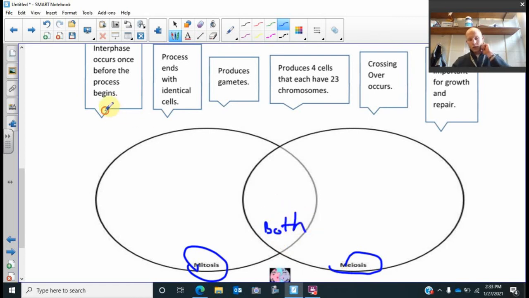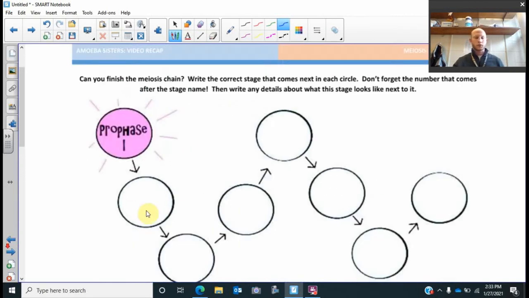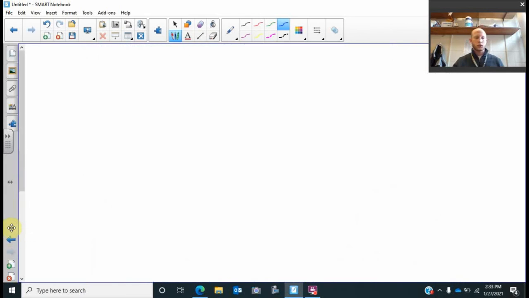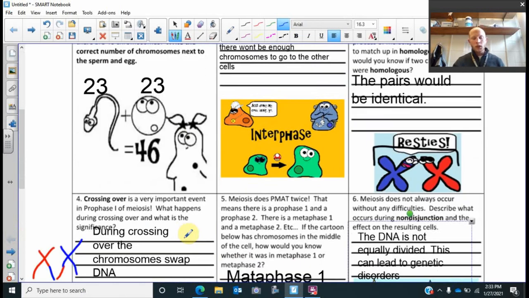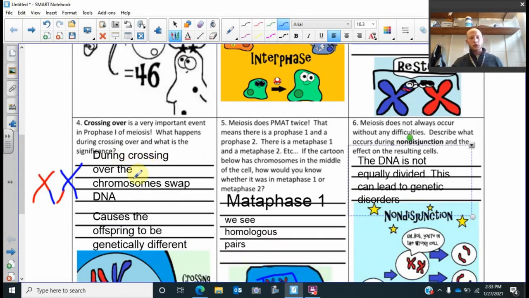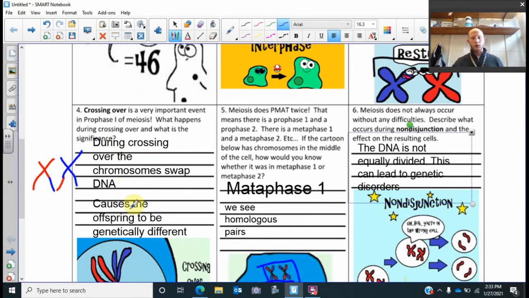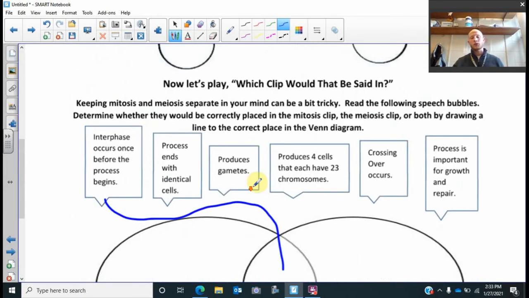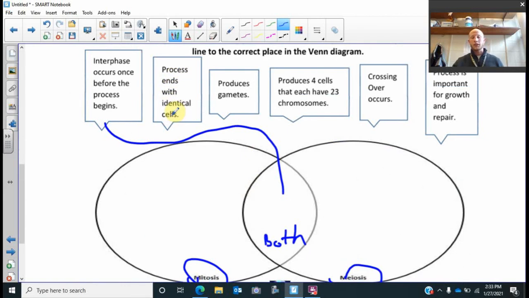Okay, and so this would happen, boom, right here in both. Process ends with identical cells. And so if we scroll up here, or we go to the last page, nope, the other way. During crossing over, the chromosomes swap DNA. This causes the offspring to be genetically different. So is it meiosis, right? We're explaining meiosis in this whole thing. So process ends with identical cells?